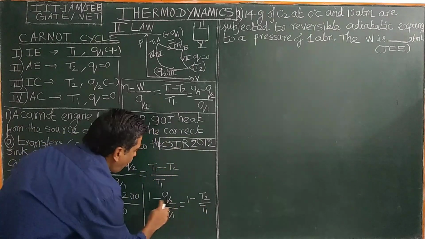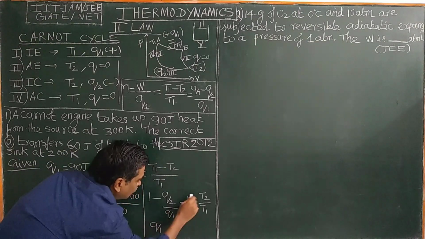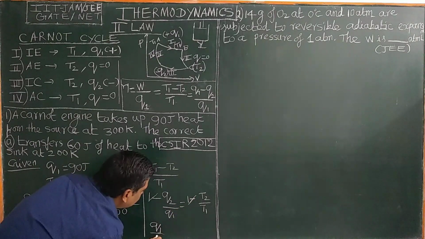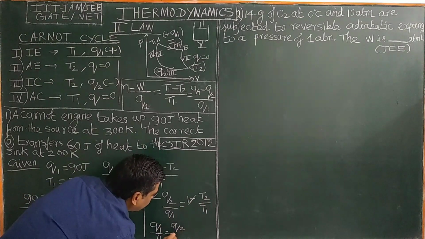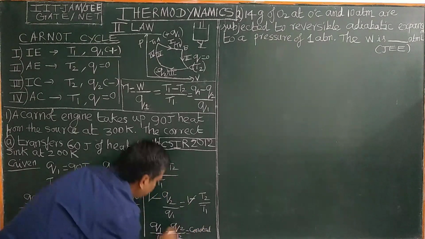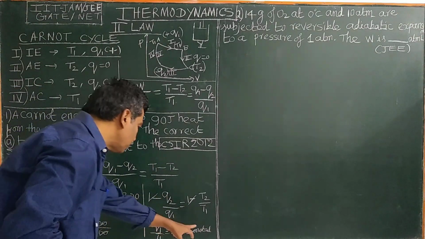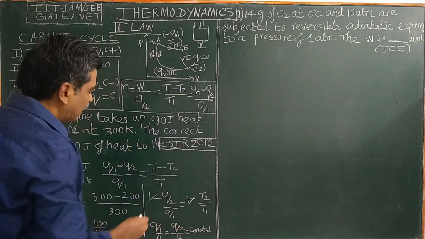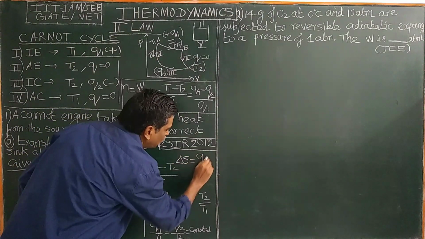Therefore, you bring it here. What will you get? Q1, this will get cancelled, the minus will get cancelled. Therefore, Q1 by T1 equals Q2 by T2. Okay, this is constant, like PV equal to constant, P1 V1 equal to P2 V2. Similarly, this is a constant. This is nothing but S, delta S equal to Q by T.